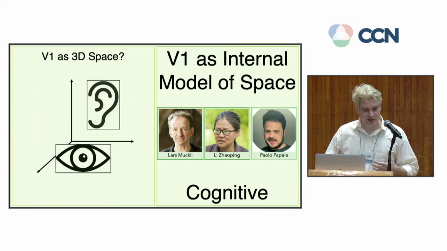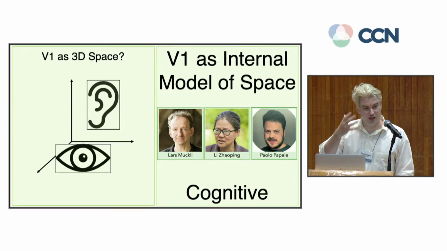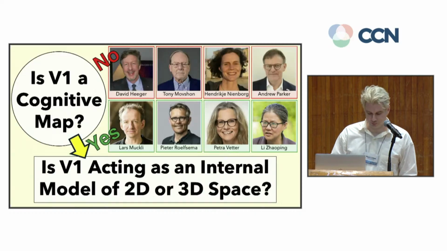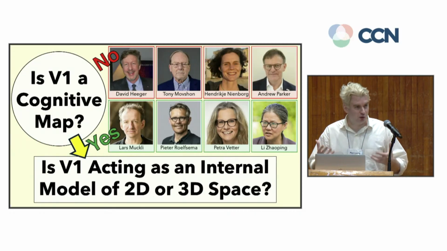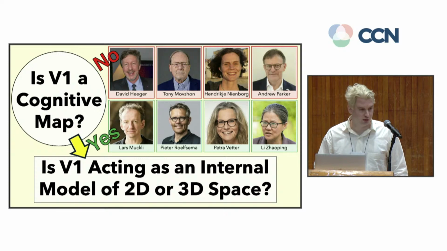And you've also got this idea that if you've got multisensory processing, as Lars is going to highlight, so if you've got vision and sound being processed together, that might suggest that they're being integrated in some sort of 2D or 3D space. Good. So this is essentially the question we're asking when we're asking, is V1 a cognitive map? We're asking, is V1 acting as an internal model of 2D or 3D space?